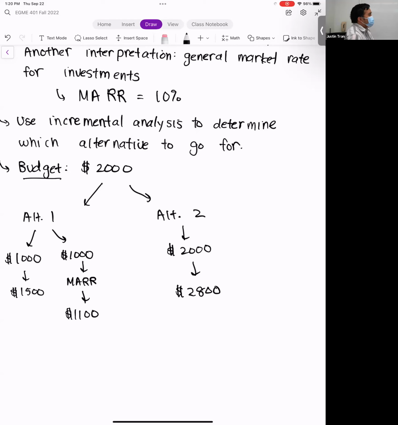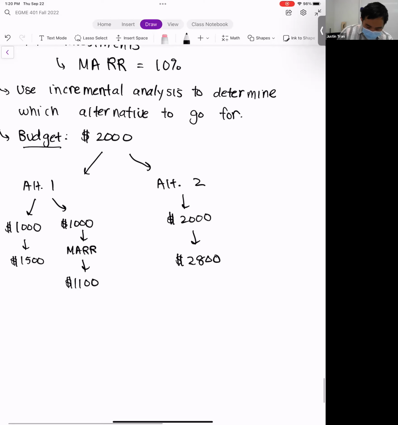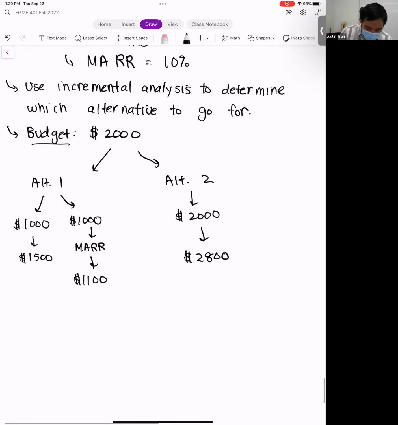I didn't intend for this, but this kind of spoiled the example. In this case, it's actually going to be better for us to do alternative 2, because if we do alternative 1 and split up that $1,000, we're only going to get $2,600 in total. But if we invest all of it in alternative 2, we get $2,800. So you already know the answer, but just pretend to be surprised when you see it. Now let's approach this problem from a rate of return perspective.